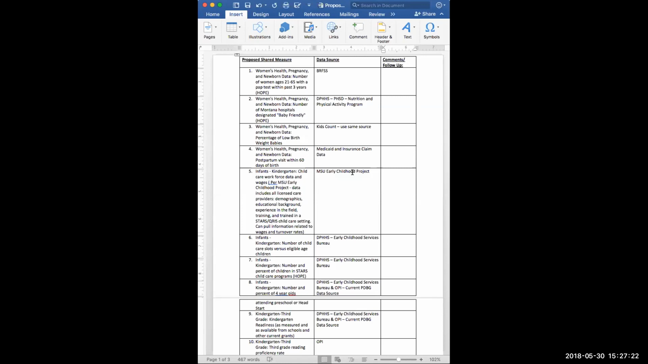And actually, this is Tala with Kids Count. I just wanted to comment on the source for the percentage of births that are low birth weight. That is from Vital Statistics. So we didn't just make it up.